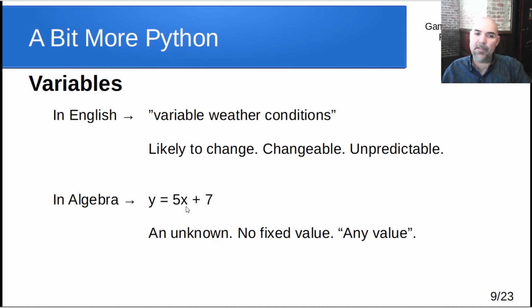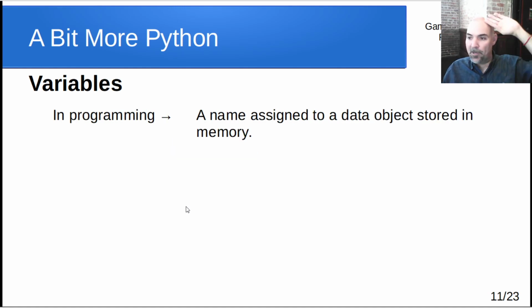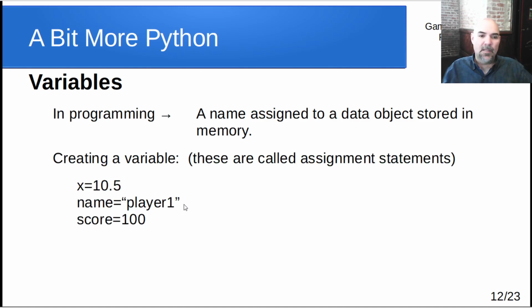Now, in programming, it's a little different. So what does it mean in programming? Well, let's take a look at that. In programming, a variable is just a name that we are assigning to some data that's stored in memory. So rather than having to remember what address it's at, we just give it a name. So to create a variable, we use an assignment statement. And those are really easy.